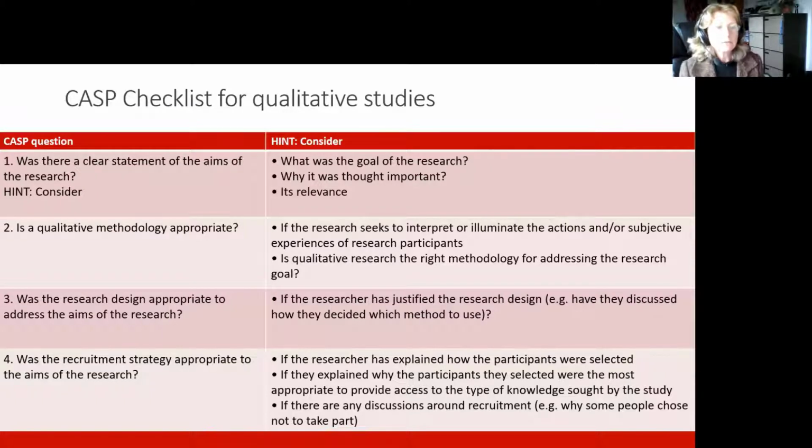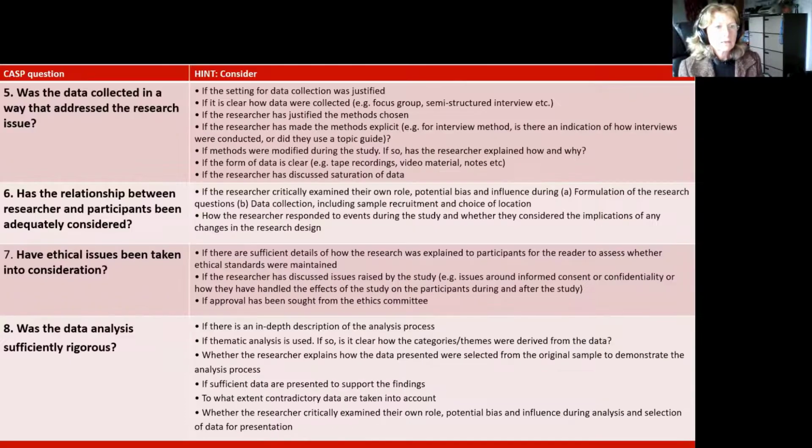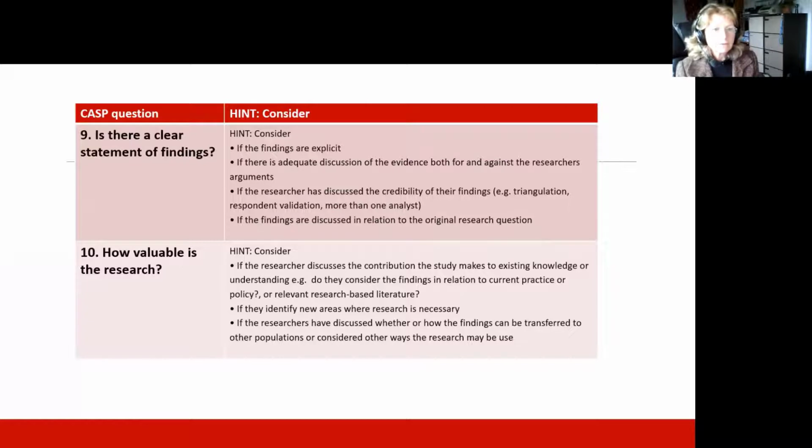It starts off, for example, with question 1: was there a clear statement of the aims of the research? Then you have to consider what the goal of the research was, why it was thought important, and what its relevance is. Then you can make your judgment of yes, no, or can't tell. Those are the first 4 questions. Then questions 5, 6, 7 and 8 go through more of the methods, such as was the data collected in a way that addressed the research issue, through to was the data analysis sufficiently rigorous? Is there a clear statement of findings, and how valuable is the research? So you would actually use those 10 questions to make an assessment of methodological limitations.